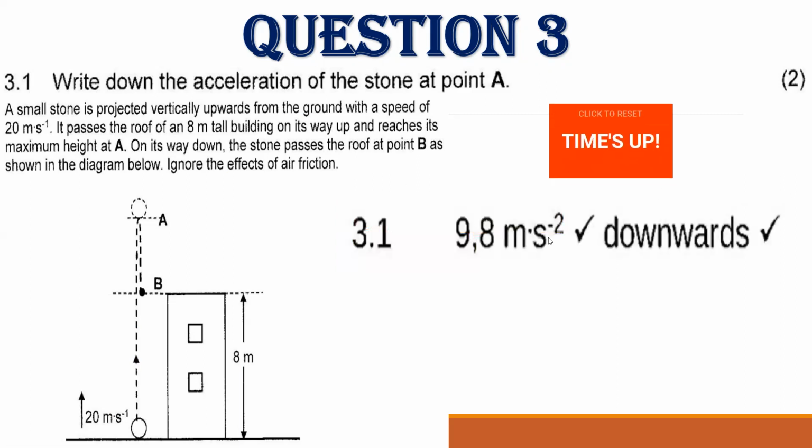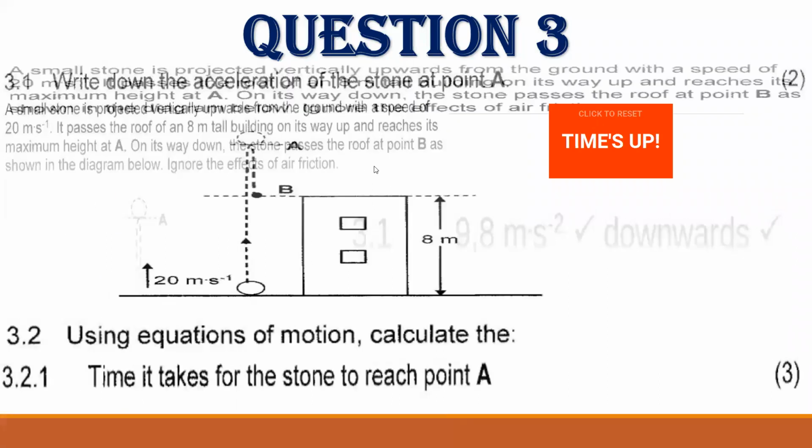Acceleration at point A is 9.8 meters per second squared, and the direction is down. Remember, acceleration for projectile motion is always down at any point. Let's show acceleration. Acceleration is going down. When you come to point B, acceleration is down. Even on the ground, acceleration is down. Remember this, and the acceleration is 9.8. So this is our answer. 2 marks done. All right, let's continue. First question done. Next one.